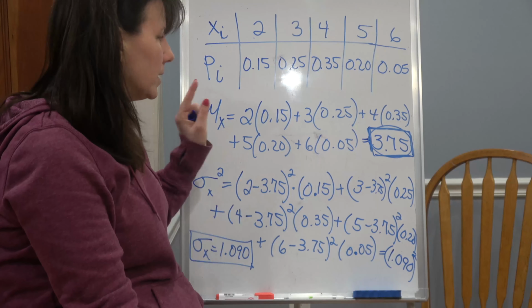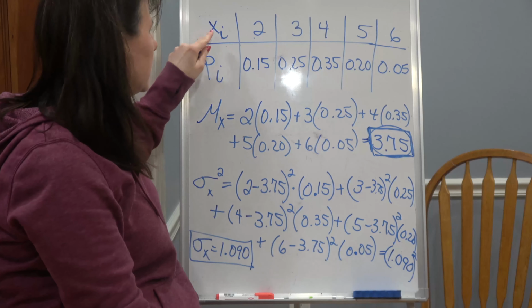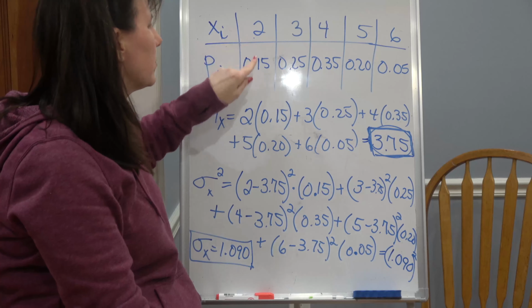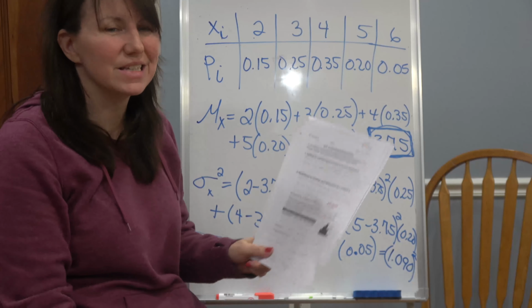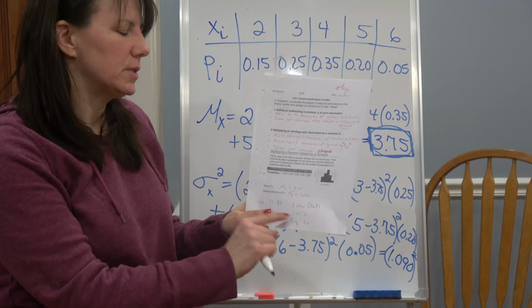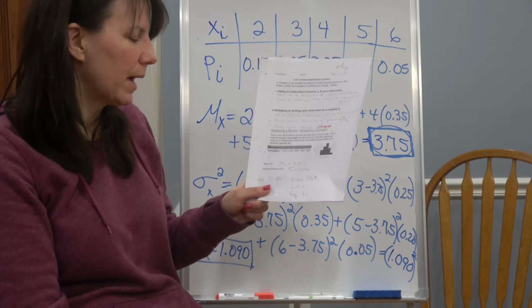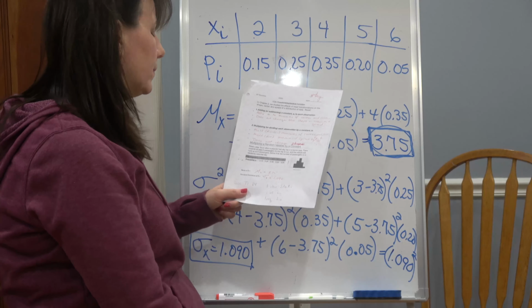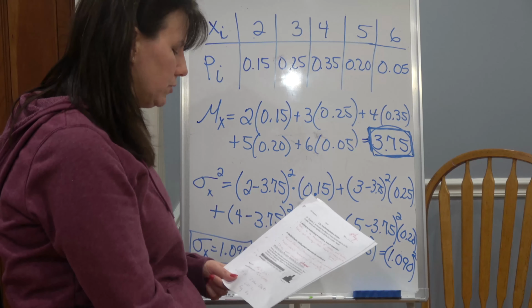But remember, you can do this on the TI just by entering in the X values into L1, the probabilities into L2, and using 1-var stats. You put the L1 into the list, and you put the L2 into the frequency. Okay? And so we get the mean and the standard deviation of this distribution.